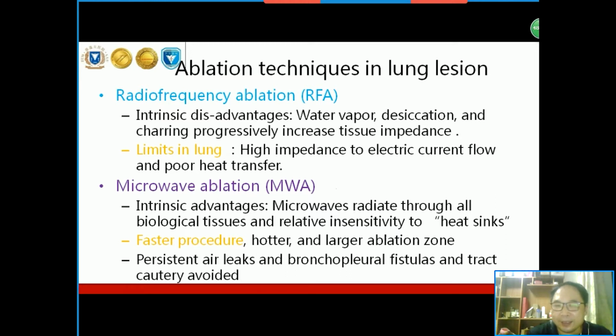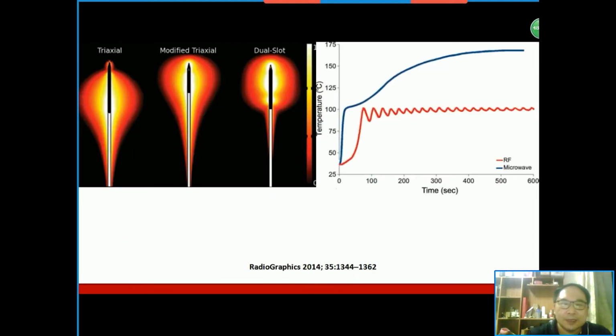insensitive to heat sinks. I like the fast procedure, because microwave ablation can produce a hotter and larger ablation zone. But the limits of microwave ablation are persistent air leaks and bronchopleural fistulas, and checking quarterly should be avoided. So this is quite different.